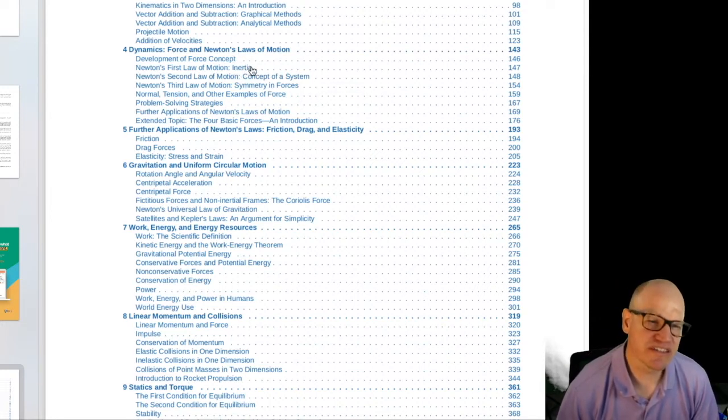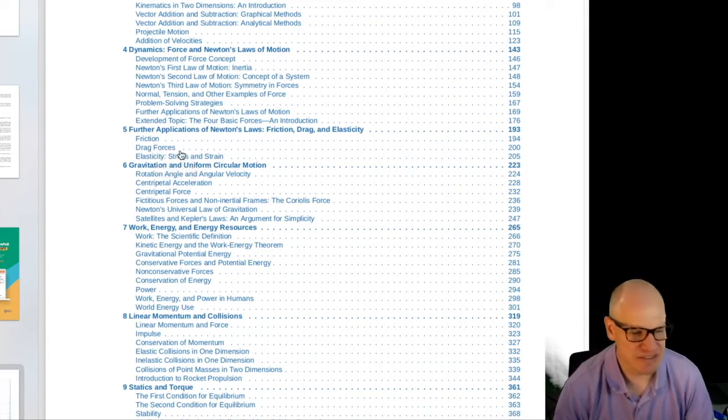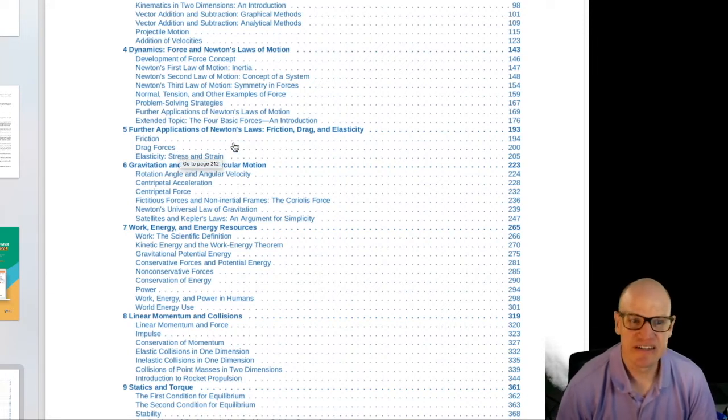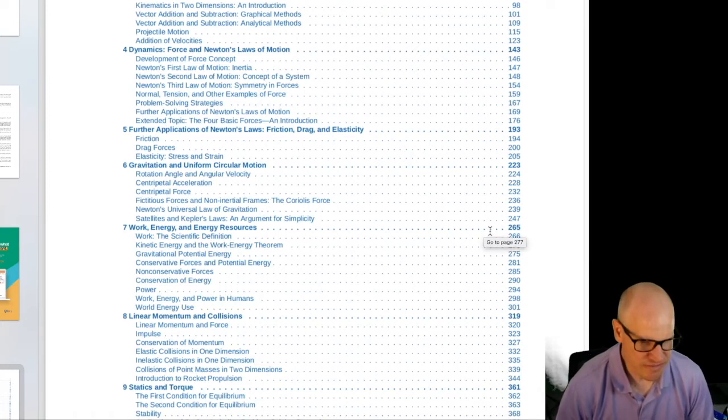One of the things I didn't really go into is friction force, drag forces, and elastic stress and strain and stuff like that. But we'll come to that if it becomes important. I mean, we've done some of this stuff, but it's not really that big of a deal, at least not yet. I will fold some of this into what we're talking about here. We're going to skip this chapter on gravity for the moment, and we're going to jump over to work, energy, and so forth.